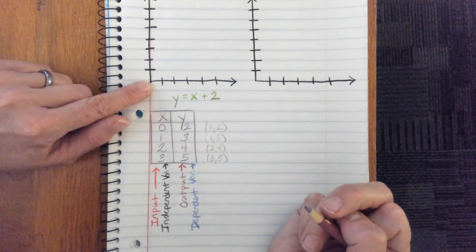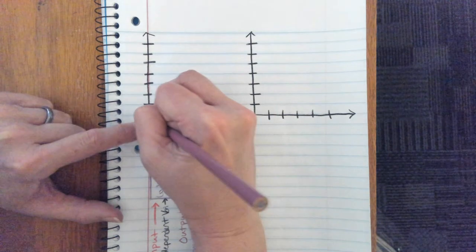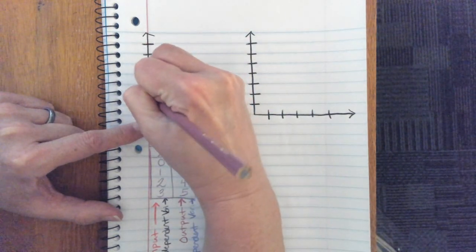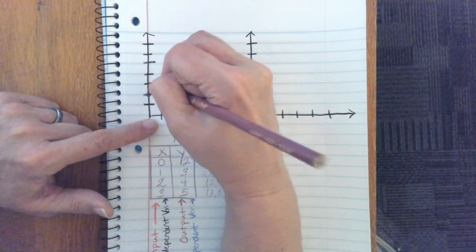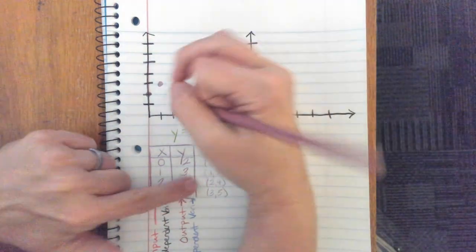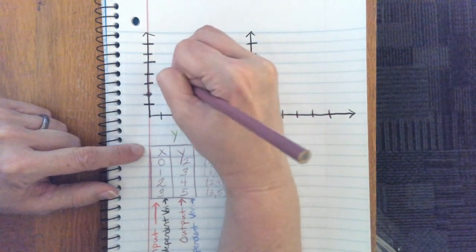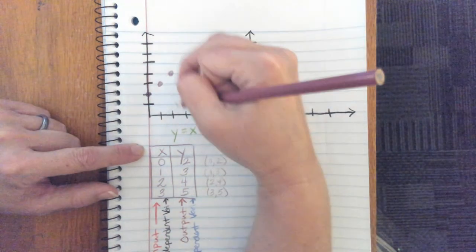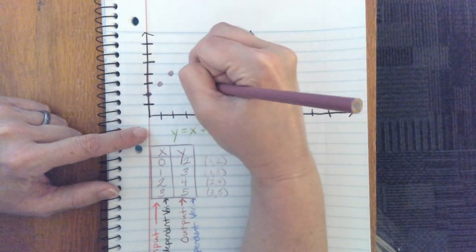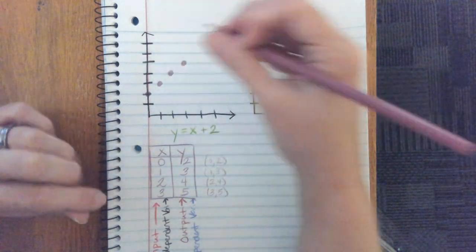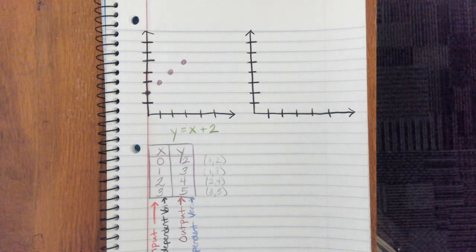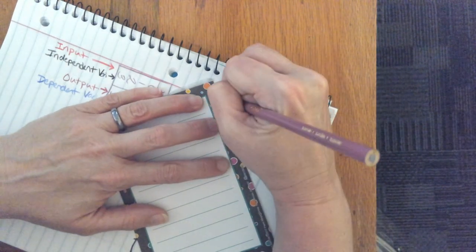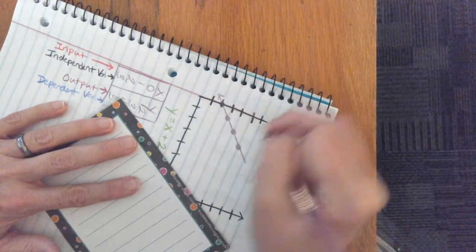Okay, so (0, 2), my x always goes first. (0, 1, 2) is right here. Okay, (1, 3) is right here. (1, 2, 3). Okay, (2, 4), (2, 1, 2, 3, 4), and (3, 5). (1, 2, 3, 1, 2, 3, 4, 5). Okay, and so I've got 4 dots there, and I'm looking for something to use as a straight edge. Okay, and then there is my line.